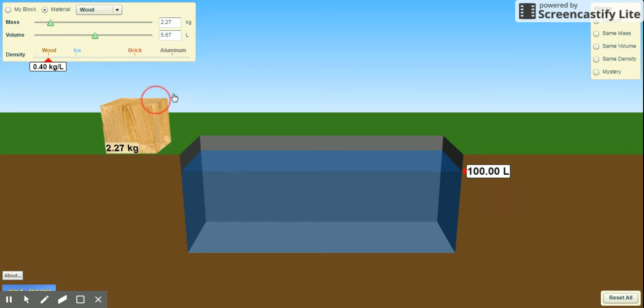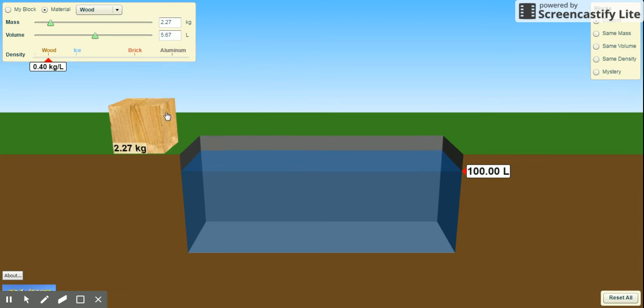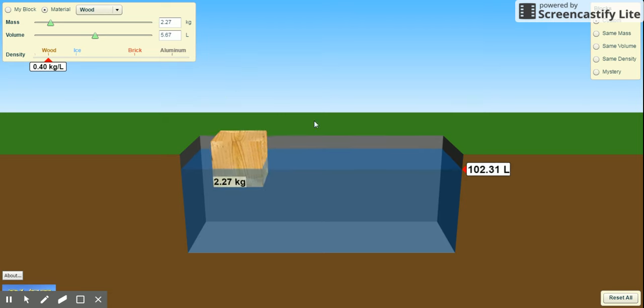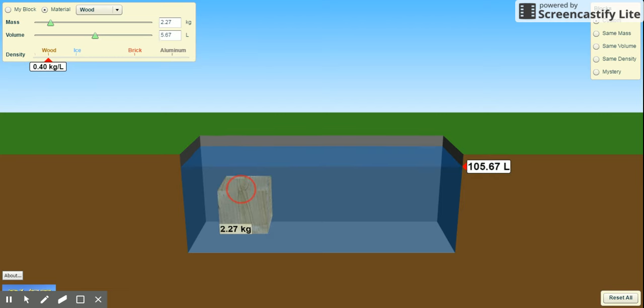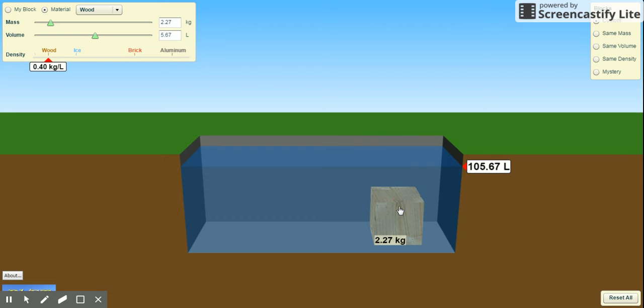Now we can use displacement. So if you just throw it in, first of all, notice that the starting volume is 100 liters. And then you plop in your wood, and it goes to 102.27. Wait a minute. I thought the volume was 5.67. You have to drag it and totally push it underwater. 5.67. Look, notice that the volume over here is the same as the volume up here. So in order to find the volume, you need to totally submerge it underwater.